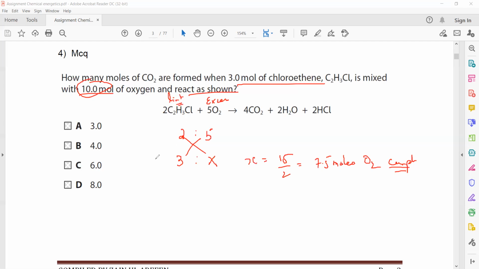Whenever we find the product, we always use the limiting reagent. So now we'll use the ratio of the limiting reagent, chloroethene, to carbon dioxide. The ratio is 2:4 or 1:2. So if we have 3 moles, this will be X. Cross multiply, 3 multiplied by 4, that's 12 divided by 2, equal to 6 moles of carbon dioxide produced. So C is the right answer for this question.